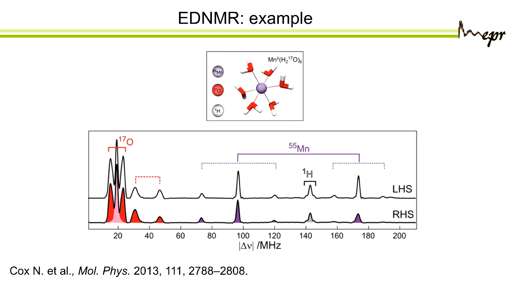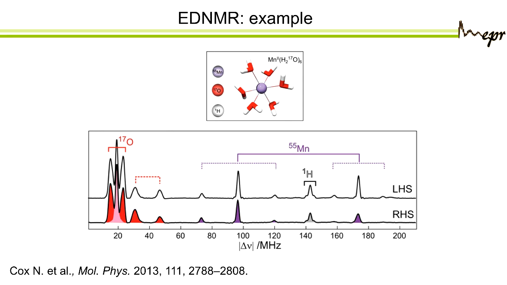To do this by ENDOR would have been very difficult. So for low gamma nuclei with quadrupole interaction, this forbidden transition becomes more allowed, so it's possible to see it. And these quadrupolar nuclei anyway have broad lines, so this technique usually gives broader lines. But if it's broader anyway, then you don't care.